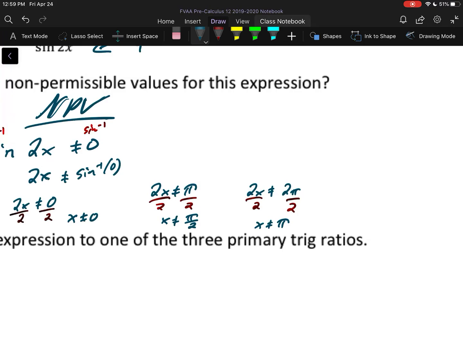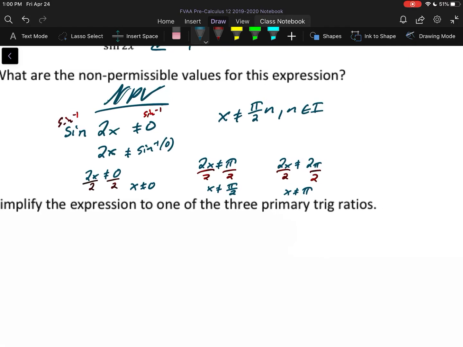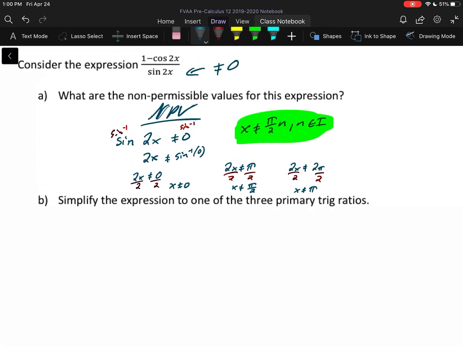So for our general formula for the non-permissible value, we could say x cannot equal multiples of pi over 2, n pi over 2, where n are integers. That would be my non-permissible value there. So you do have to find the non-permissible values even in these denominators. Just go through it one step at a time. Solve for a couple of rotations around your unit circle so you get a better idea of the general formula that describes that non-permissible value.